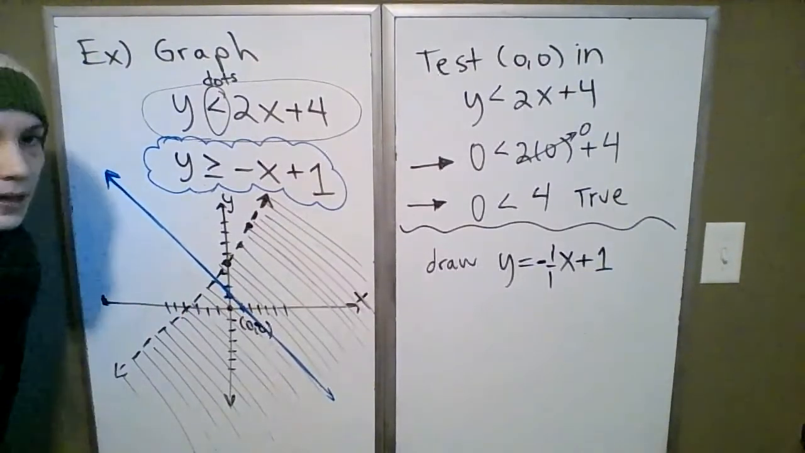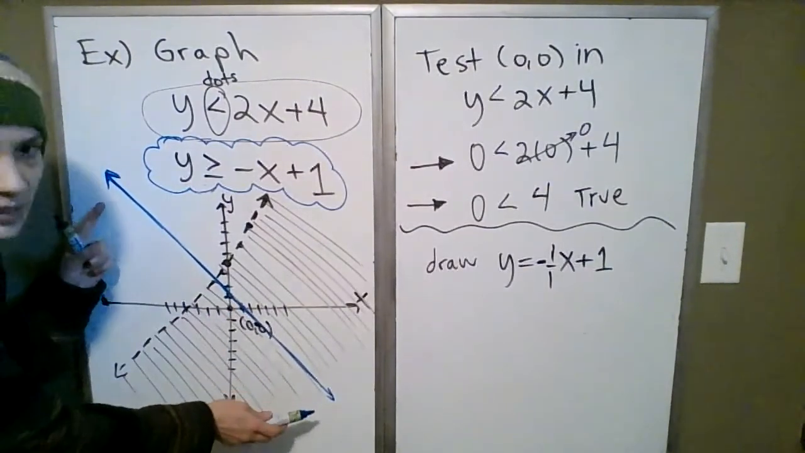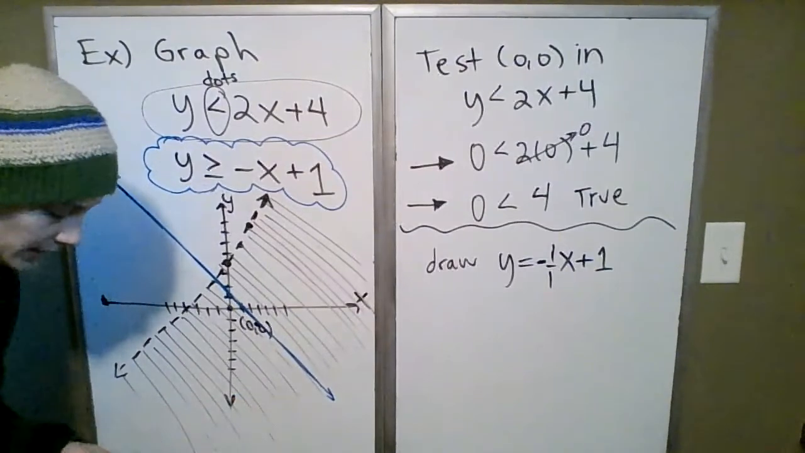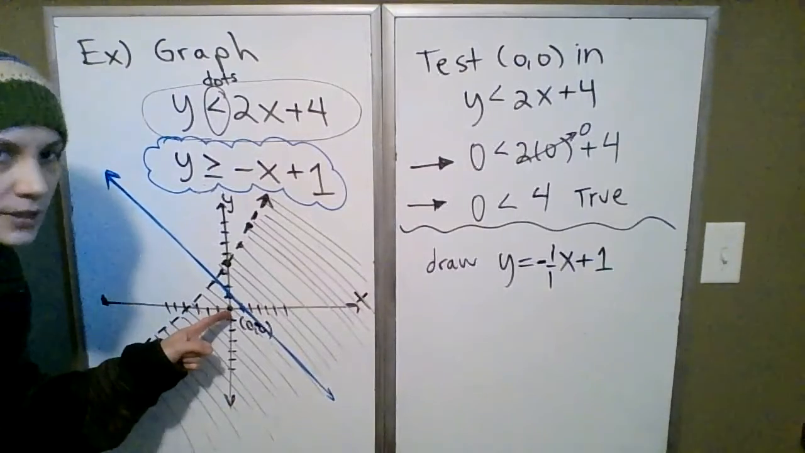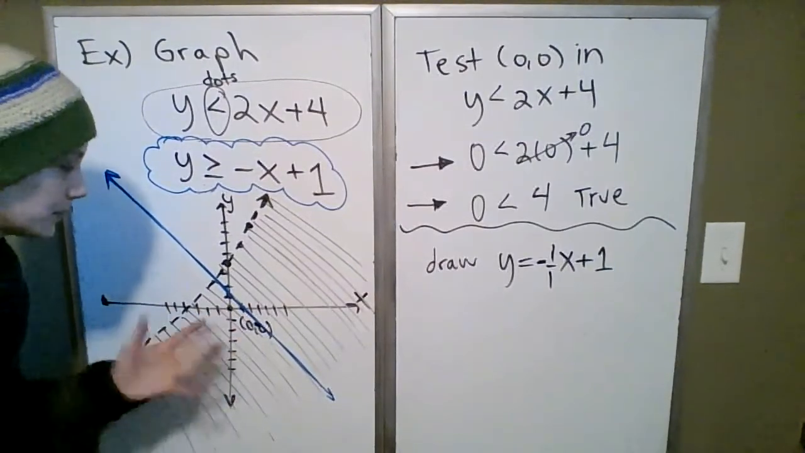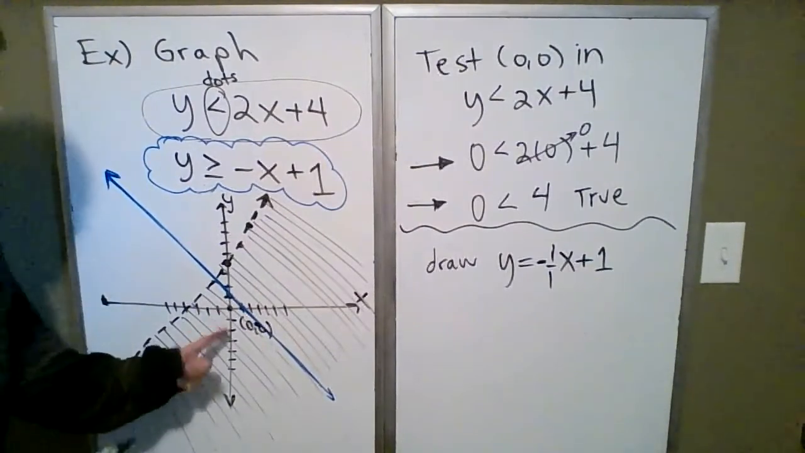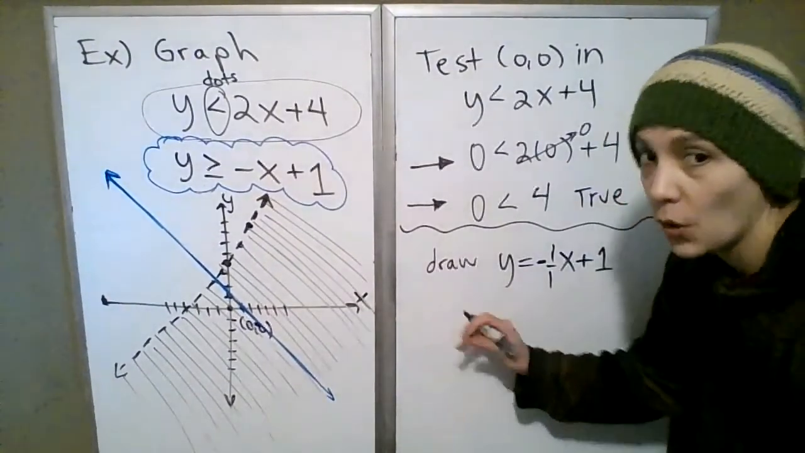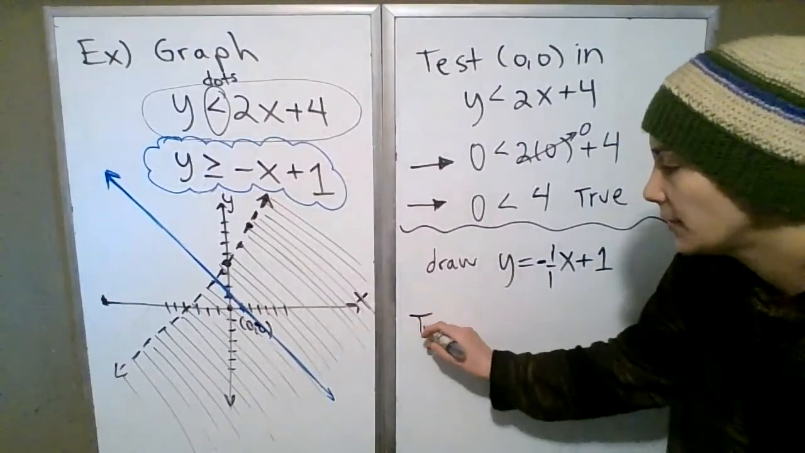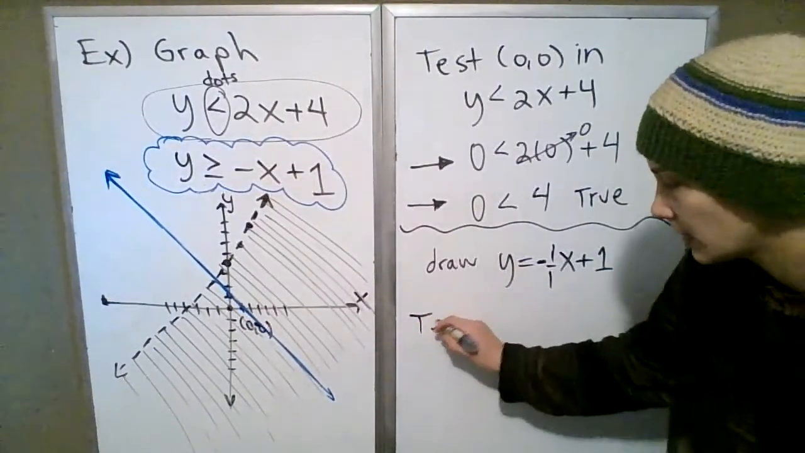Okay. After that, for the blue line, for this line, we want to test a point. I could test the origin again. It's not on the line, but it is kind of close to the line. So if I want to pick some other point, it's fine. Let's just use the origin. Just be careful to not always test the origin. It's only if that's not on the line. You have to pick a test point that's not on your boundary line.